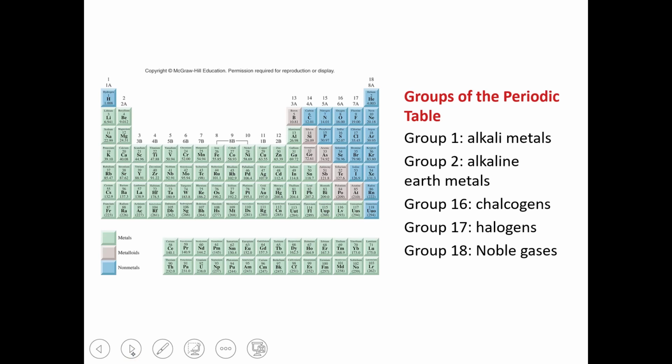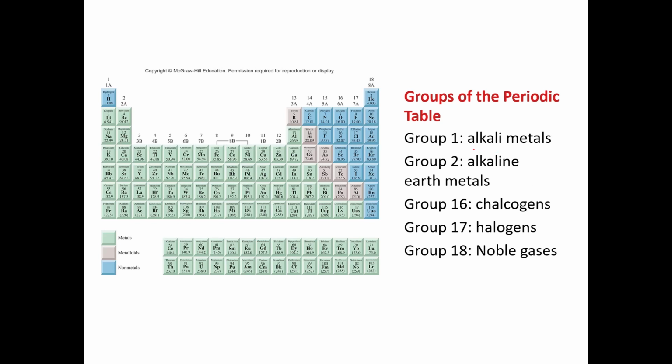So the groups on the periodic table have names. Group 1, or 1A, is known as the alkali metals. Group 2, or 2A, is the alkaline earth metals. So be very careful with those. They sound somewhat similar, but they have very different properties. So don't confuse alkali metals with alkaline earth metals.